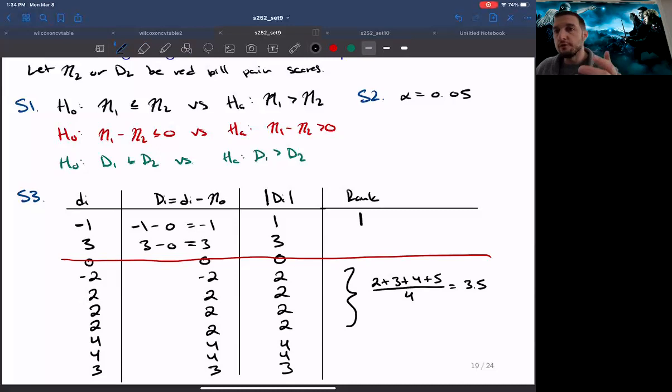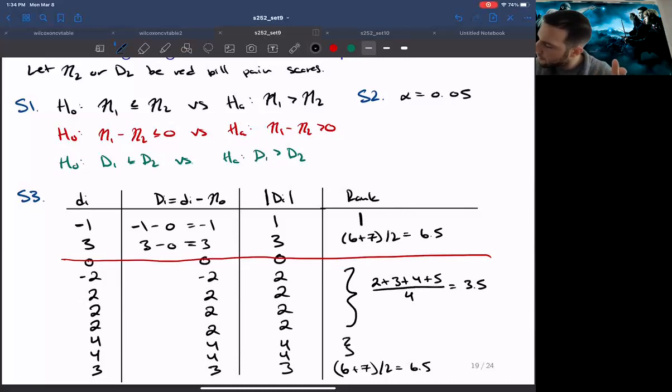We then have two values that are tied for sixth place. So those would get ranks 6 and 7. So here we're going to have (6 + 7)/2, which is 6.5. And here we're going to have (6 + 7)/2, which is 6.5. Then we have two values tied for 8th and 9th. The same idea here. So these are going to get (8 + 9)/2, which is 8.5.